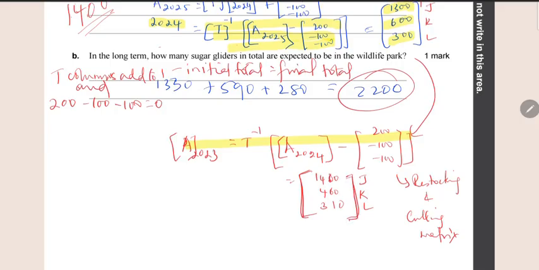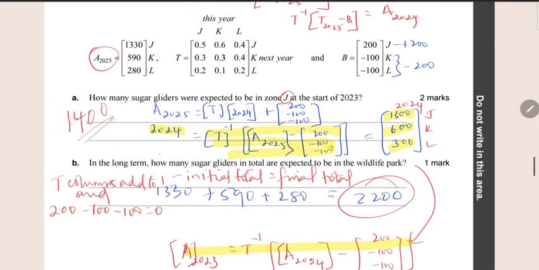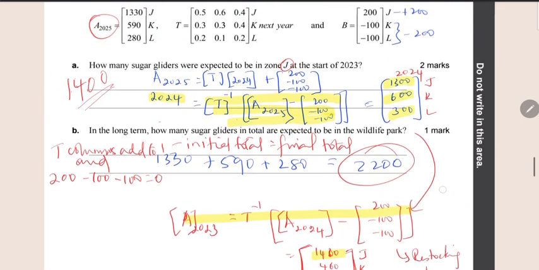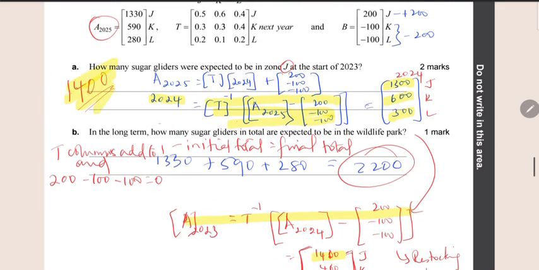So in zone J, you know that J is your very first value, which is 1400, and you should be writing that as your answer. Maybe you could do all this working at the bottom of the page and just write the answer there. In the long term, how many sugar gliders in total are expected to be in the wildlife park?